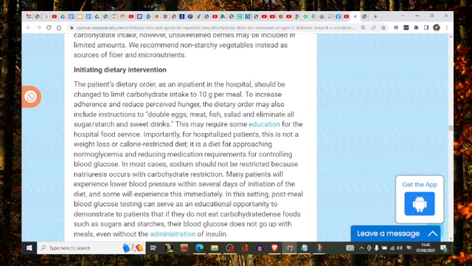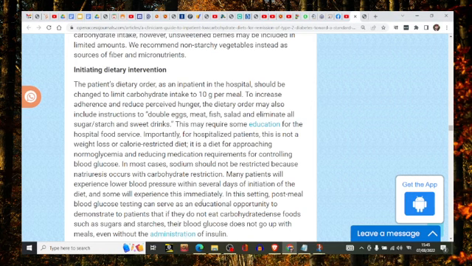It is a diet for approaching normoglycemia and reducing medication requirements for controlling blood glucose. In most cases, sodium should not be restricted because natriuresis occurs with carbohydrate restriction. Many patients will experience lower blood pressure within several days of initiation of the diet, and some will experience this immediately.